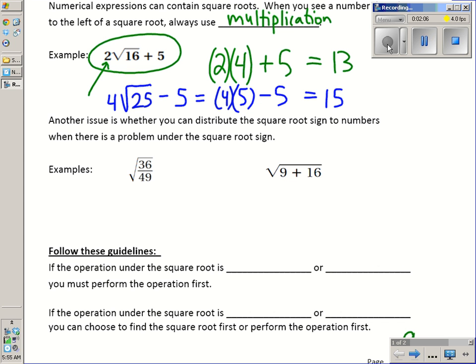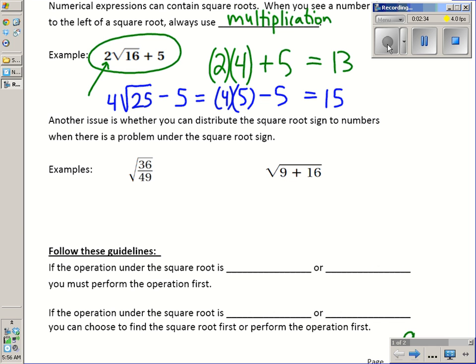All right, moving on, another issue is whether you can distribute the square root sign to the numbers when there's a problem underneath the square root sign. What that means is, when you see the radical and there's an operation being performed on the inside, you have two options. Here we've got the square root, and then 36 divided by 49 is on the inside. That's division being performed within the radical. We'll have two choices on how to handle that one.